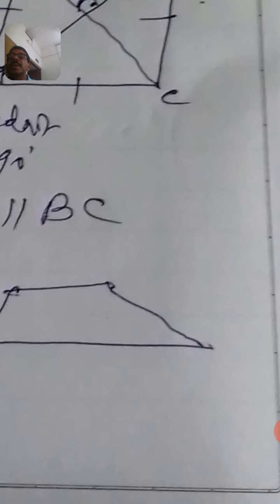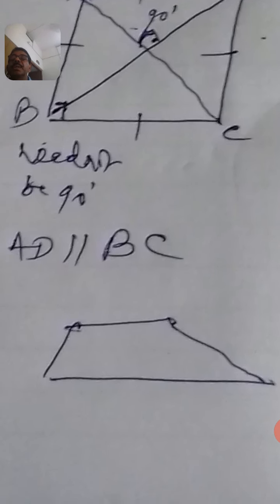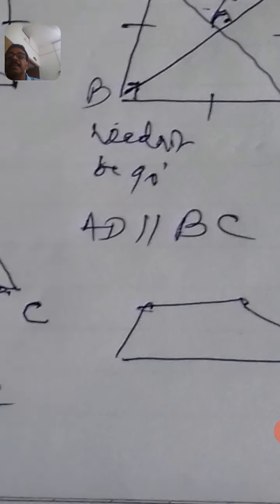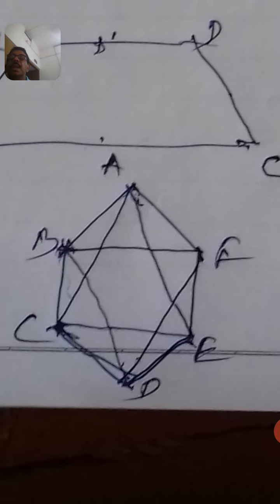Similarly, a rhombus. This is a rhombus in which two opposite sides are parallel and all sides are equal. Each angle is not equal to 90 degrees. It may be or may not be, and the diagonals bisect each other at right angle. So this is about parallelograms.